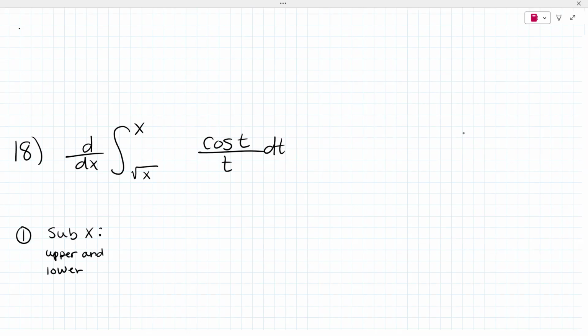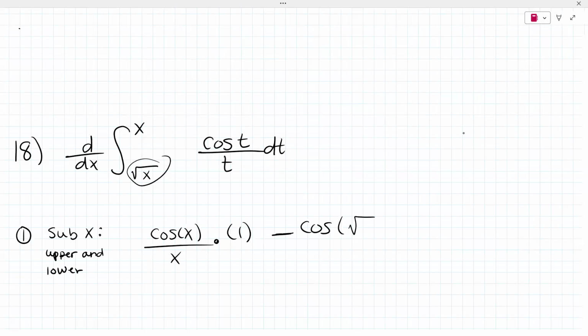So that's going to be cosine of x over x. And then what I do is I'm going to take the derivative of x, which is 1, and then minus the same thing, but this time I'm going to do square root of x. So it's going to be cosine square root of x over square root of x times the derivative of square root of x, which is 1 over 2 square root of x.